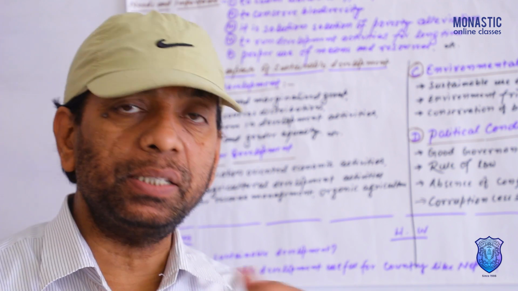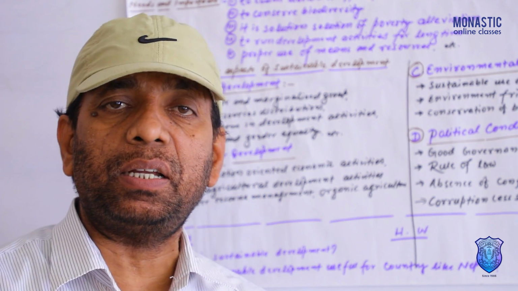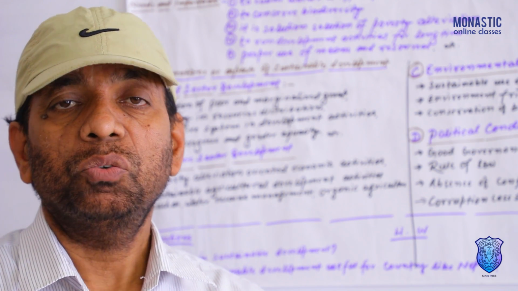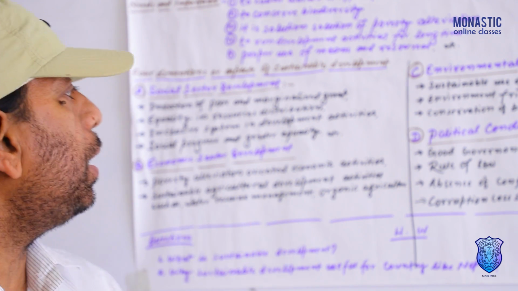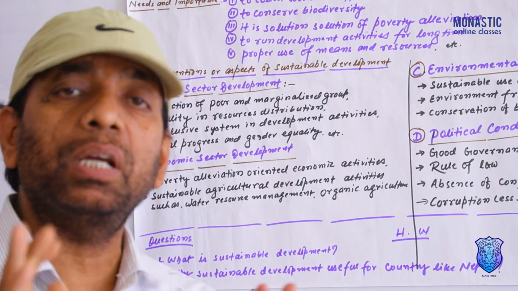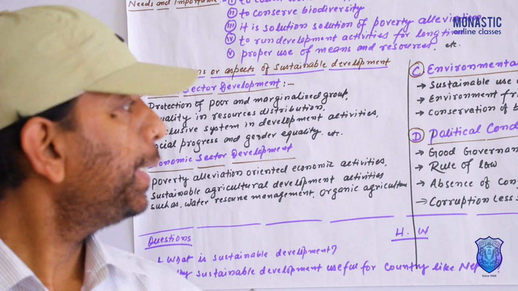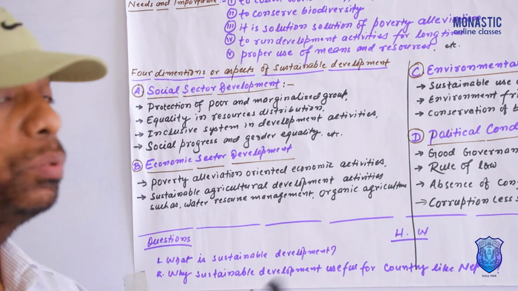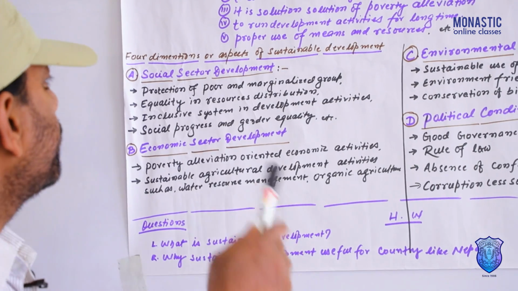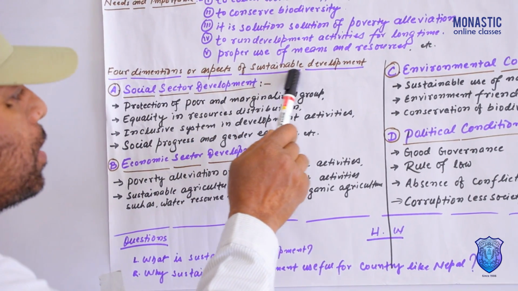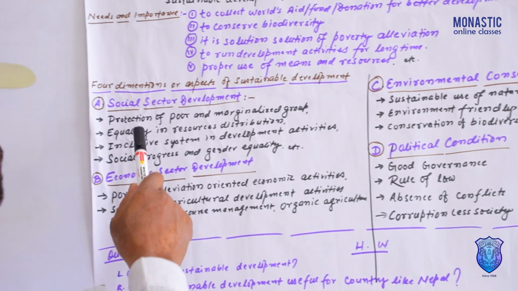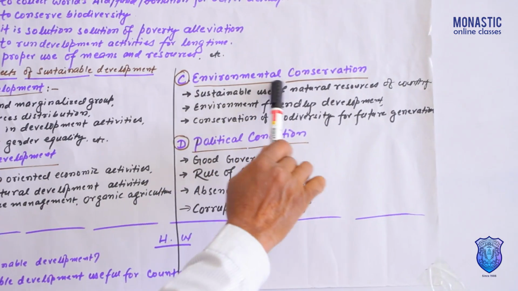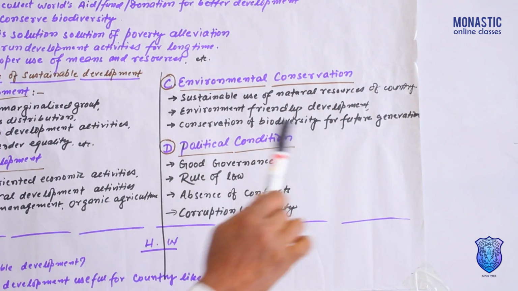Market is there, trade is there, industry is there, agriculture is there, even various other resources are available there. We can use them properly through the sustainable development work. Here, sustainable development work has been divided into four dimensions or aspects: social sector development, economic sector development, environmental conservation, even the political condition.